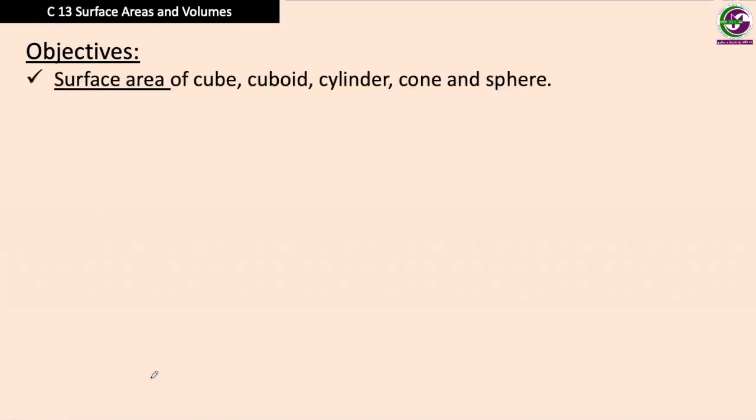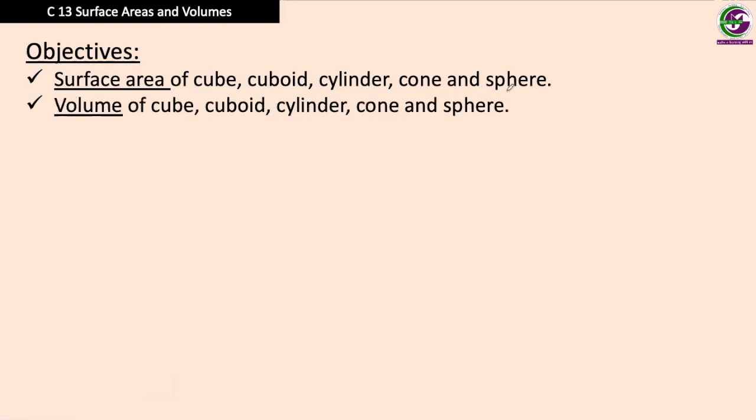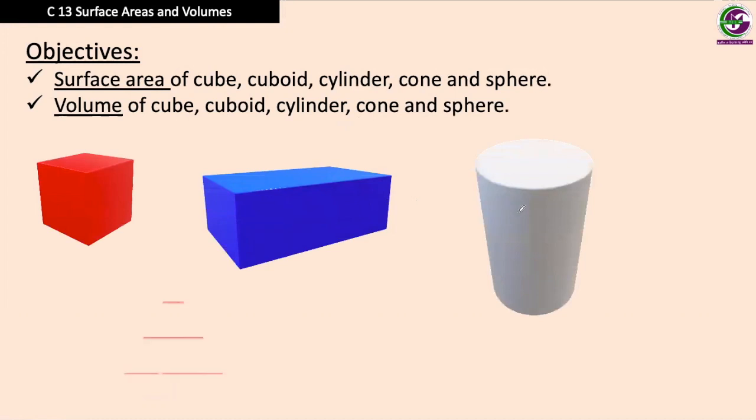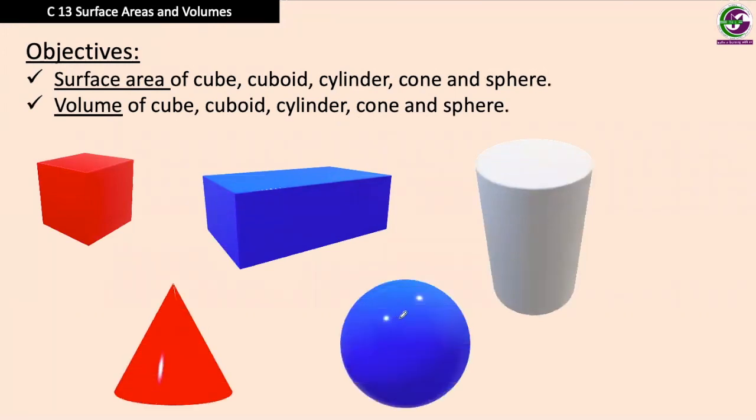Here is the main objective of this chapter. There are mainly two objectives. Number one, surface area of these 5 3D shapes: cube, cuboid, cylinder, cone, and sphere. And the second objective is volume of cube, cuboid, cylinder, cone, and sphere. So have a note of this: surface area of these 5 shapes and volume of these 5 shapes.